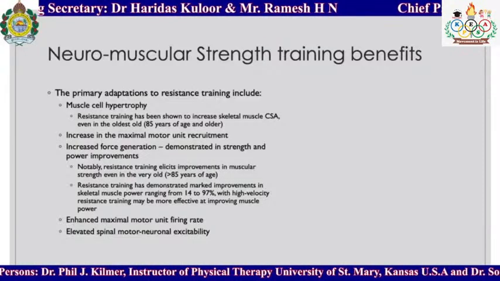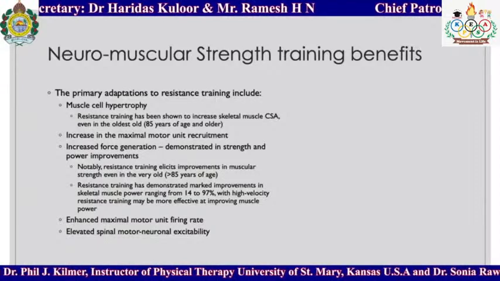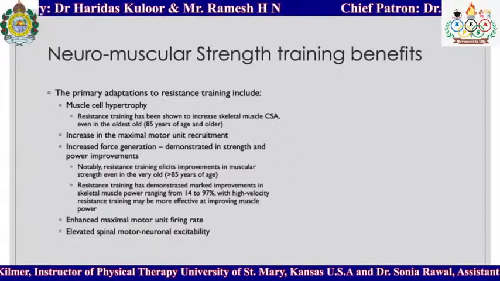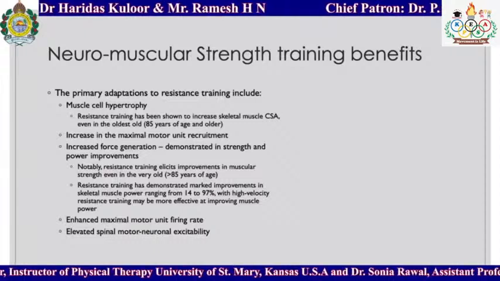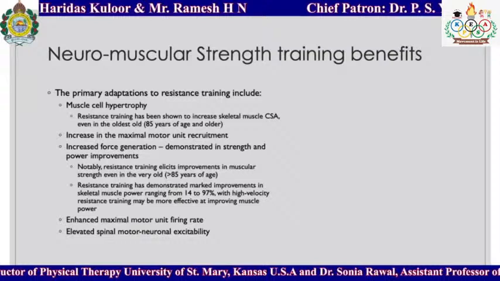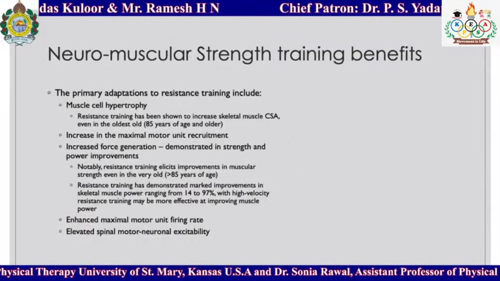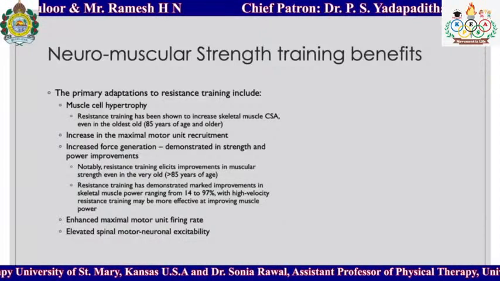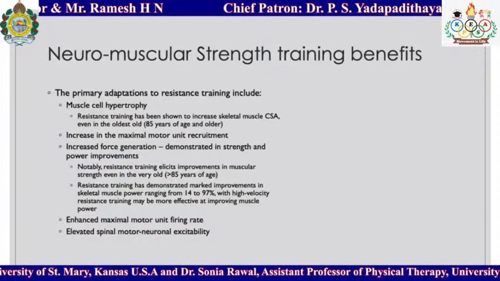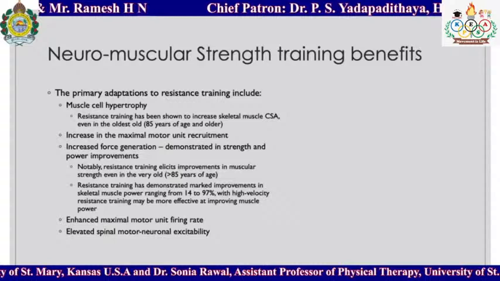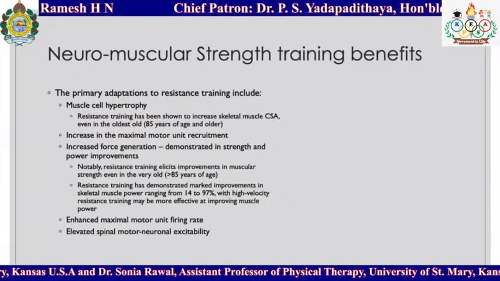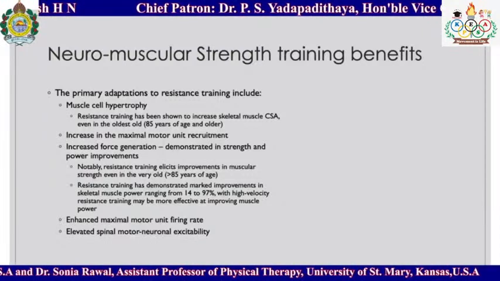We also know that resistance training has demonstrated marked improvements in skeletal muscle power, ranging from a 14% increase to even a 97% increase when we do that power training. Again, that's that high velocity resistance training. So that is, again, those lighter loads between 40 and 60% of 1 rep max, light loads being moved very quickly. Again, targeting those type 2 muscle fibers.